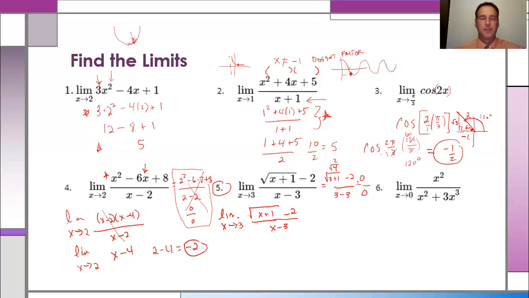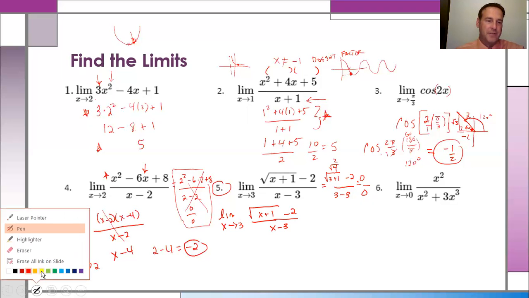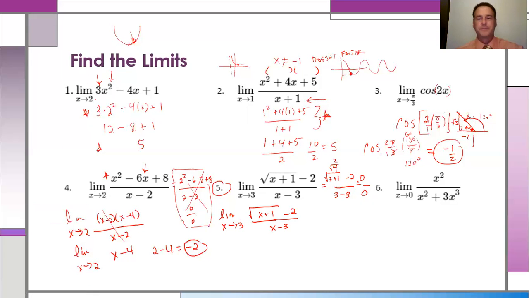Okay, here's what you're gonna do. I'm gonna do this in purple. The part that's ugly, would we all agree, is this top piece? Yes, it is. Okay, so here's what I'm gonna do.